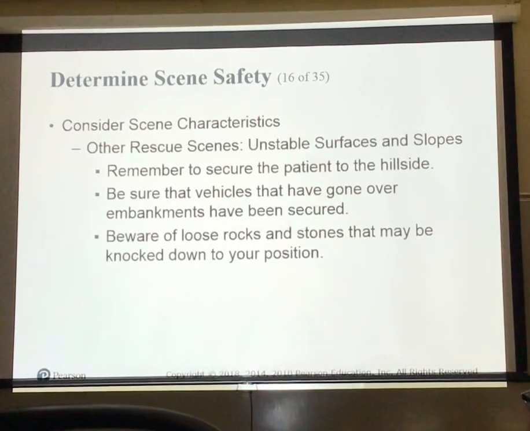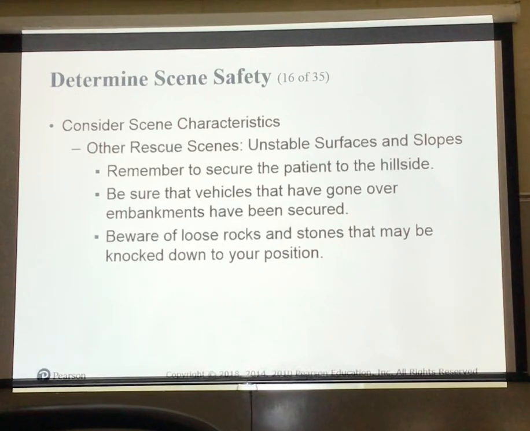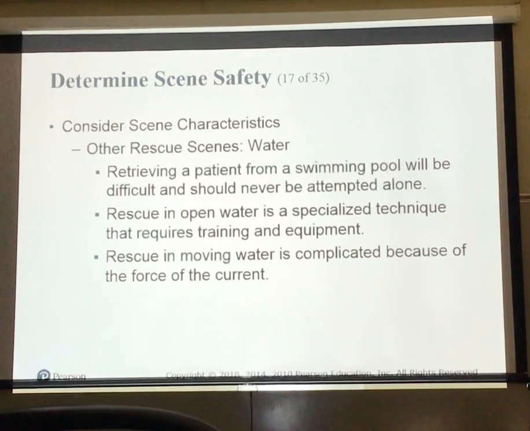Unstable surfaces and slopes. Victims of injury and illness may be encountered on unstable surfaces. Such surfaces create additional difficulties and hazards and can greatly complicate treatment and transport. Assessing the patient in such circumstances may be required. You may have to use ropes to get them up where they need to be. If you're not trained in the proper use of ropes, summon a crew or wait for a trained rescue crew, okay? And you're not gonna have ropes on ambulances anyway.